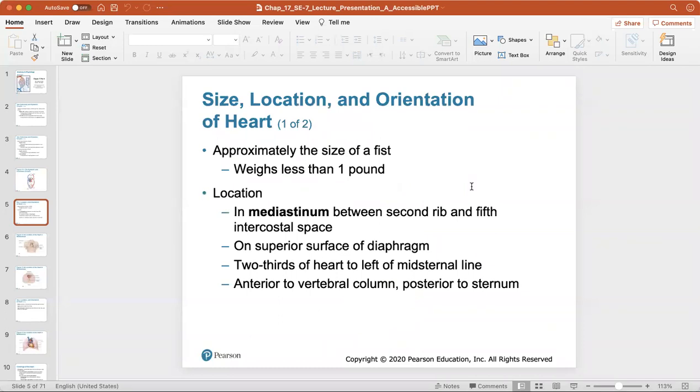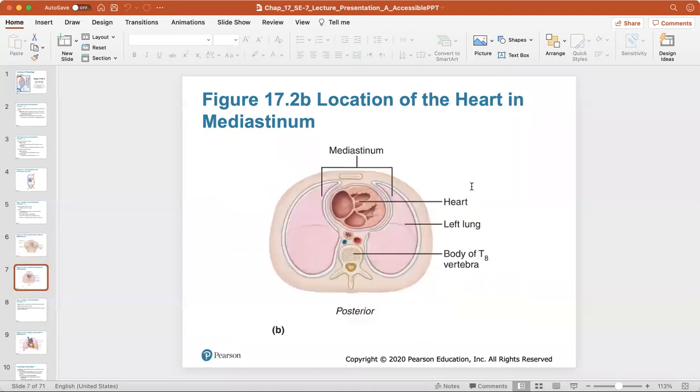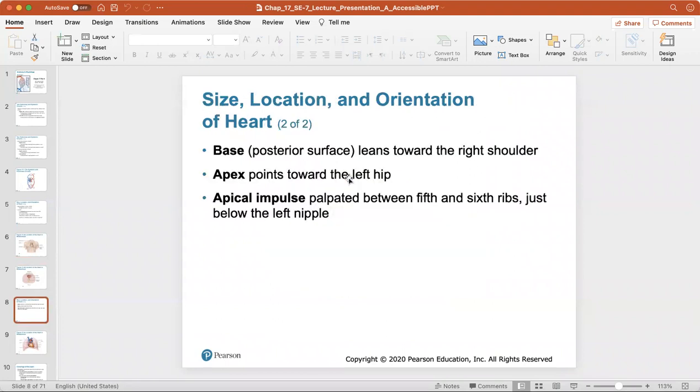A little bit more about the anatomy of the heart. It's about the size of a fist. It's located in the mediastinum, anterior to your vertebral column and posterior to your sternum. So here's a look at where the heart is located within the mediastinum, within the rib cage. Here's a transverse section showing how the heart is anterior to your vertebra, but posterior to the sternum or the breastbone.